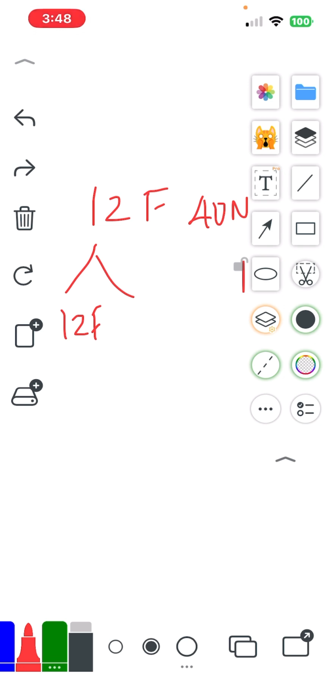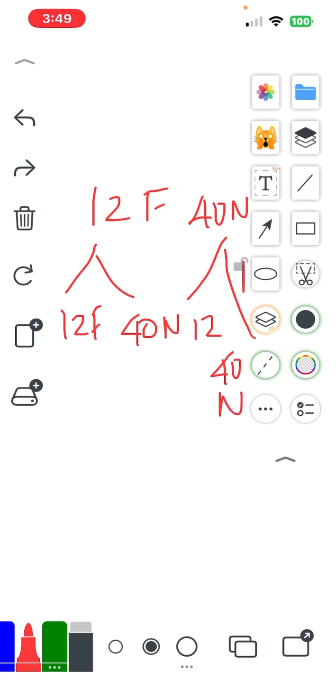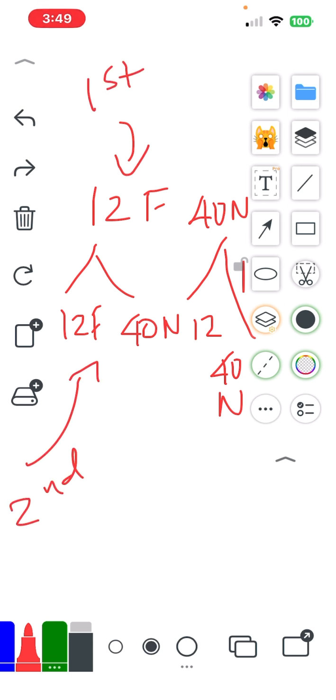You will have 12 face and 40 non-face cards. And again, for your second draw, you will have 12 face and 40 non-face cards. So this is your first draw, and this is your second draw over here.